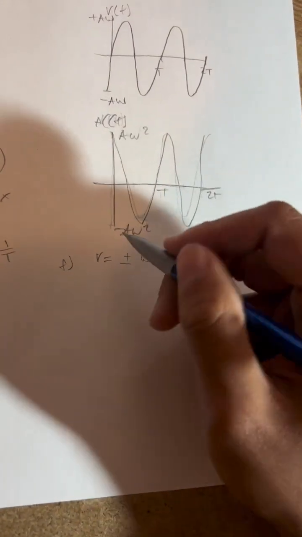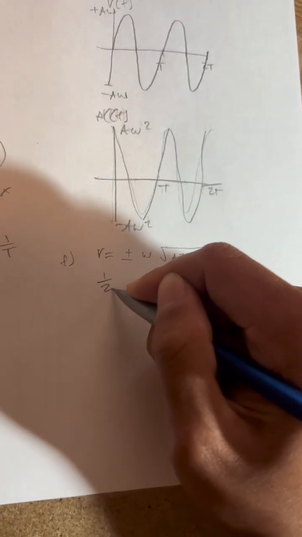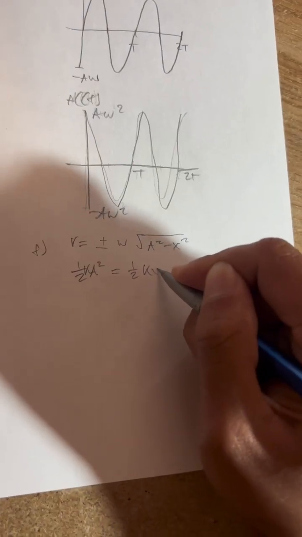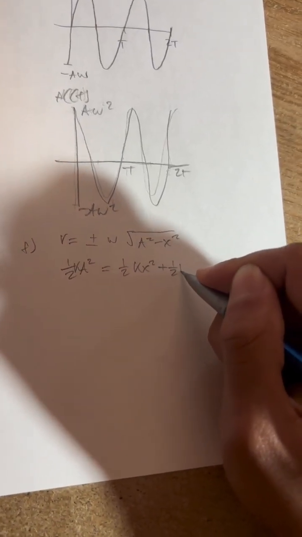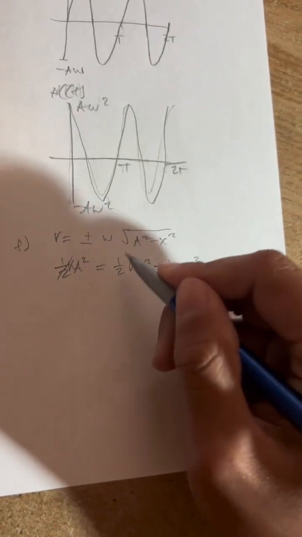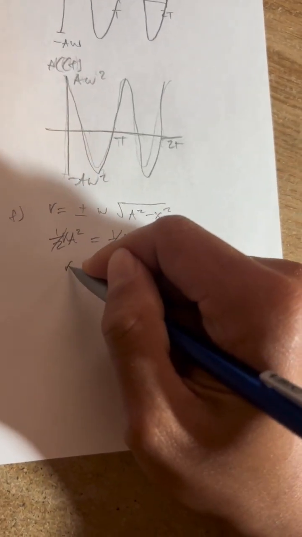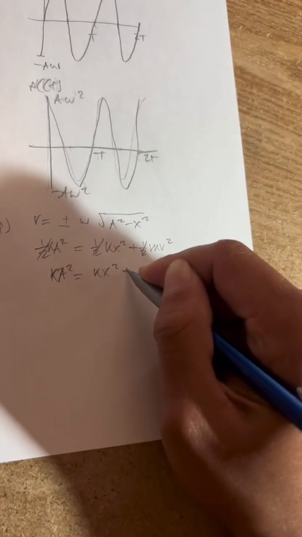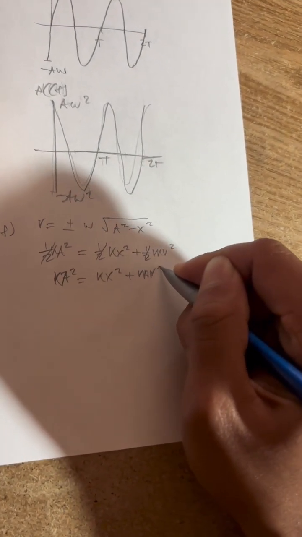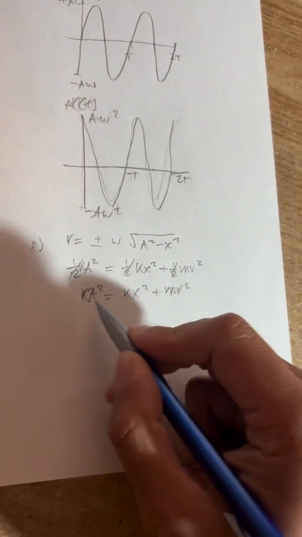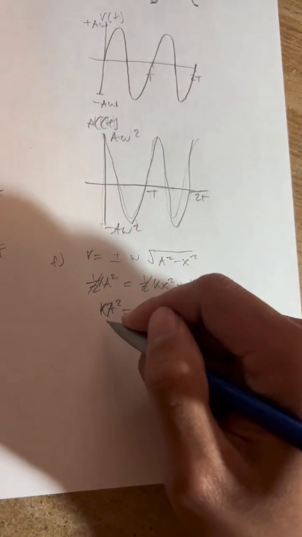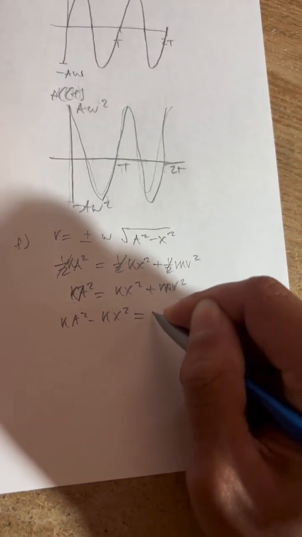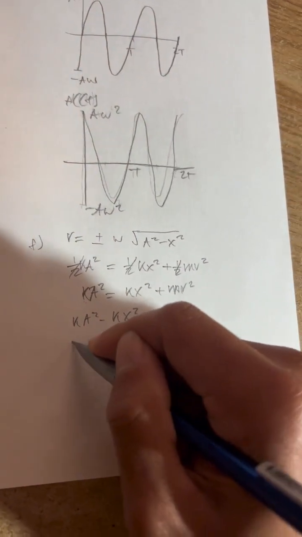So the energy is conserved. So I can write that E total, which is 1/2 K a squared, is equal to 1/2 K x squared plus 1/2 m v squared, right? I'm going to cancel out all the halves. So I'm left with K a squared equal to K x squared plus m v squared. And so these two have like terms, so I'm going to move this over here. So I have K a squared minus K x squared equal to m v squared, and I'm going to factor out the k.